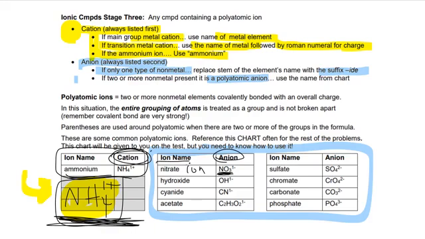This chart, yes, you will have it as a reference for the rest of the problems. It will be given to you on the test. You just need to know how to read it and how to use it. So I think the best way to get started here is to do some practice problems.